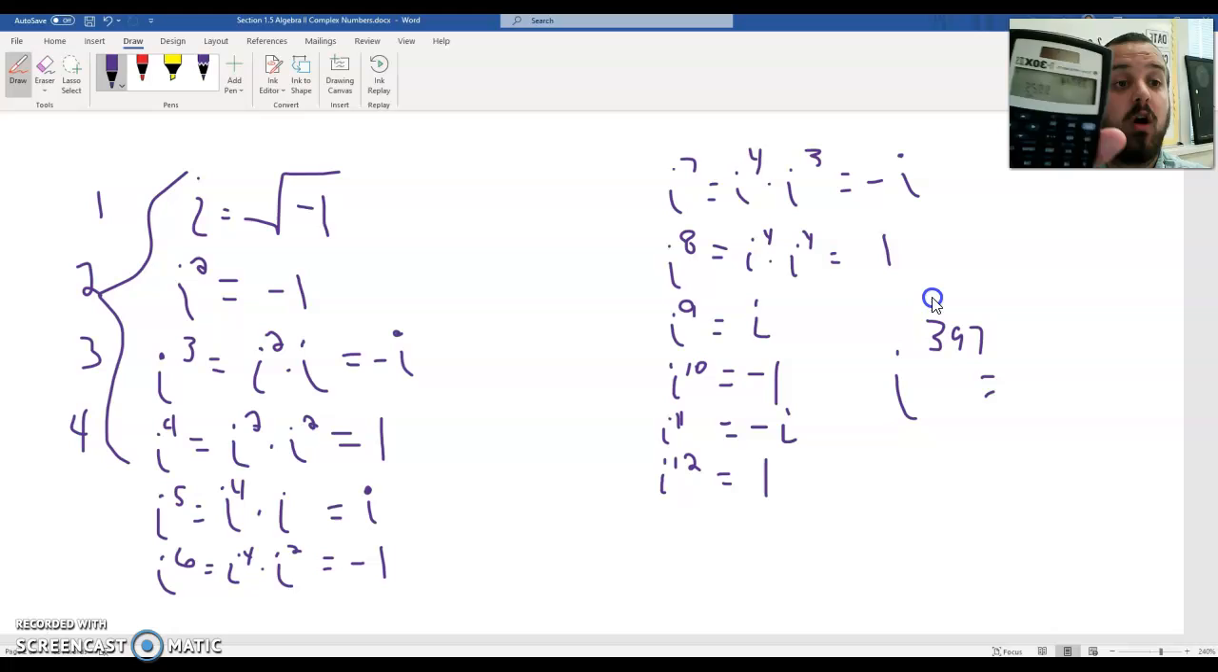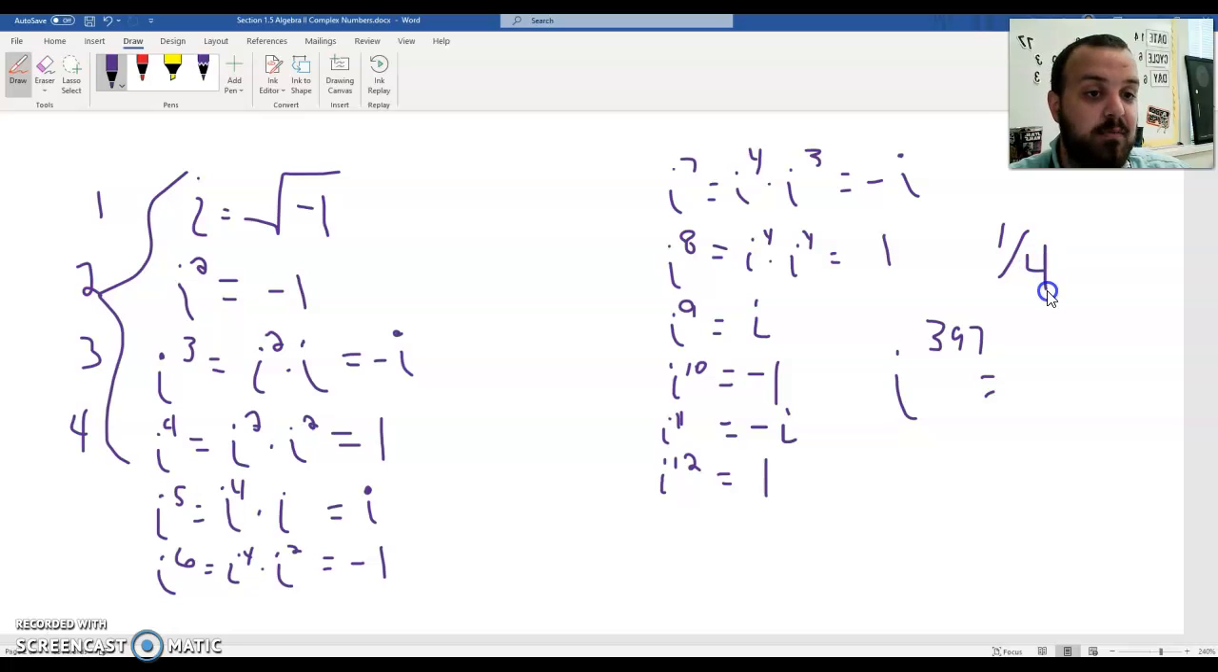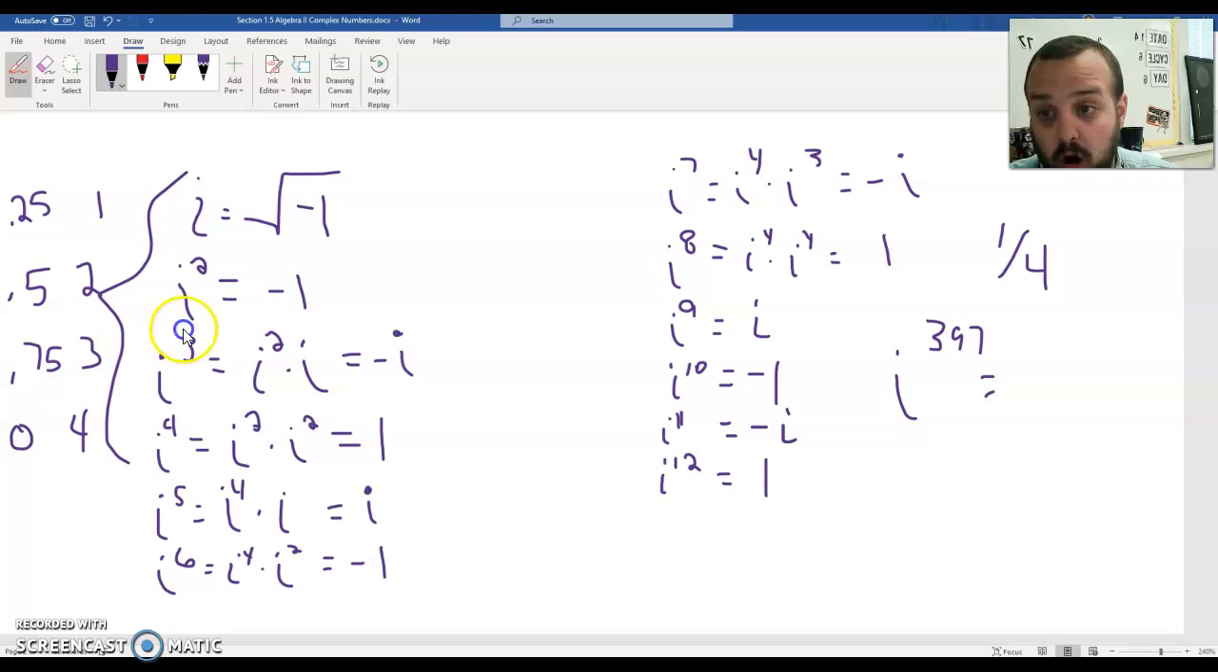We divided by 4, so this decimal, 0.25, is telling us 1 out of 4, right? 0.25 is 1 out of 4. That's actually telling you what step of the pattern you are on. If you get 0.25, you are on step 1. If you get 0.5, you are on step 2. If you get 0.75, you're on step 3. And if you get 0, you're on step 4 out of 4. 1 out of 4, 2 out of 4, 3 out of 4, 4 out of 4.